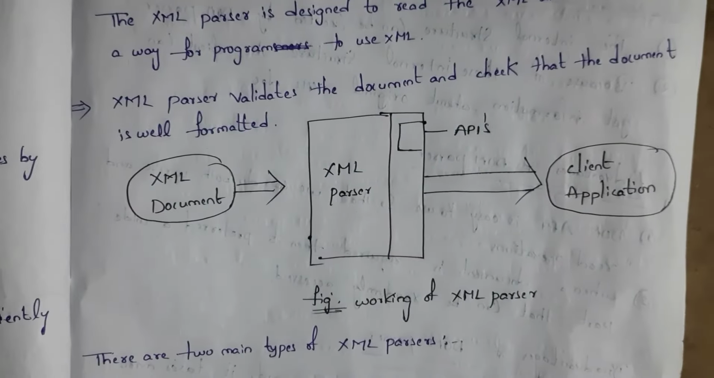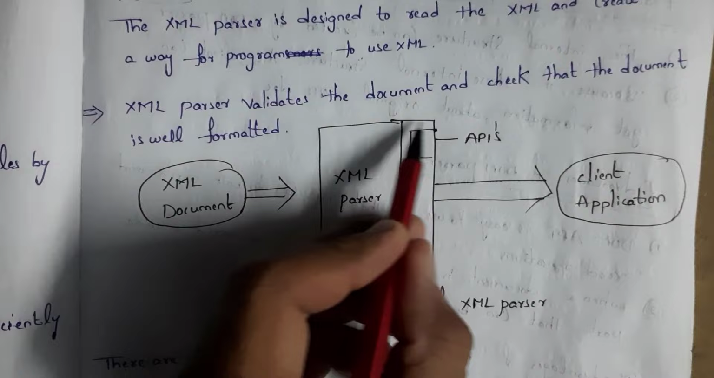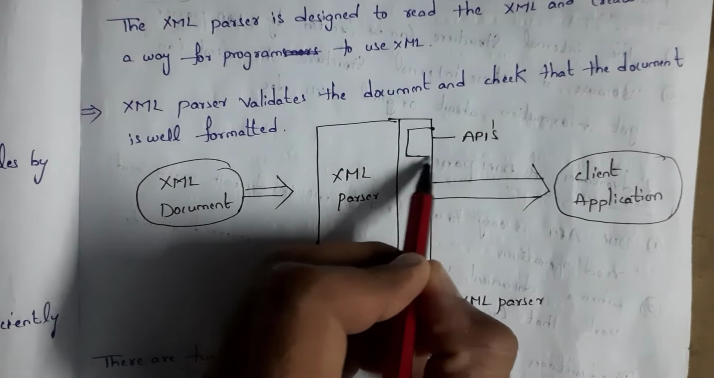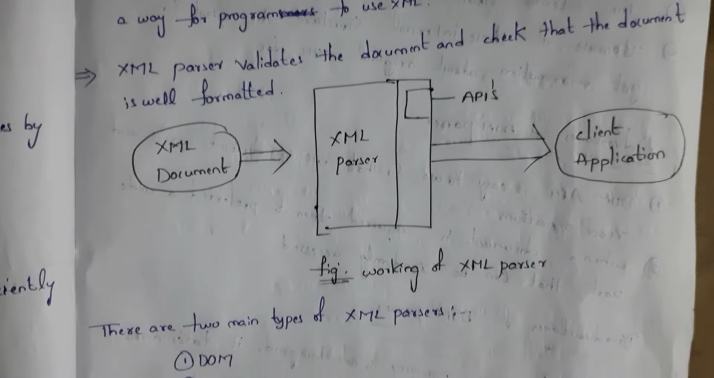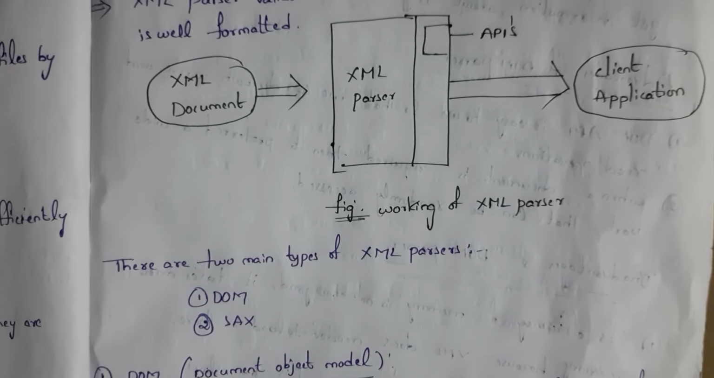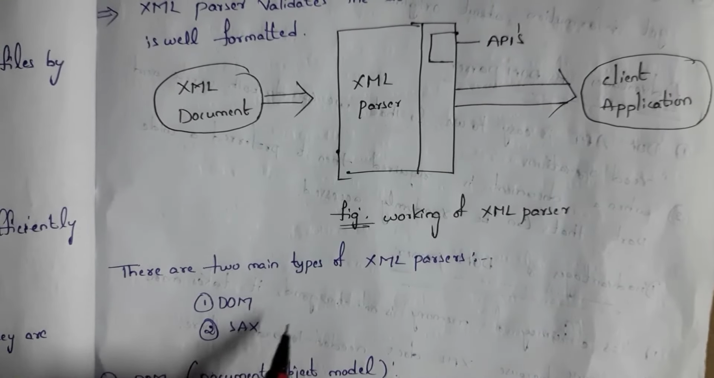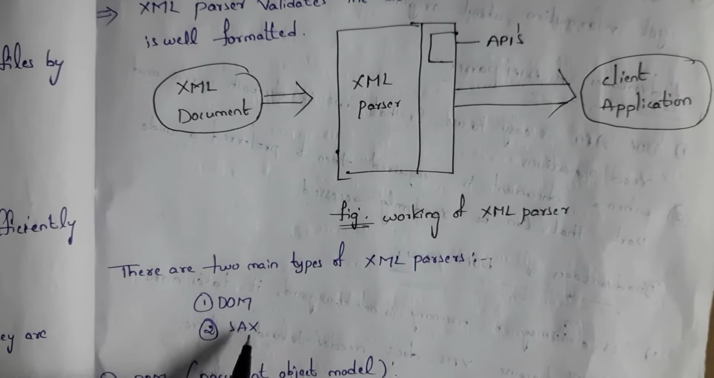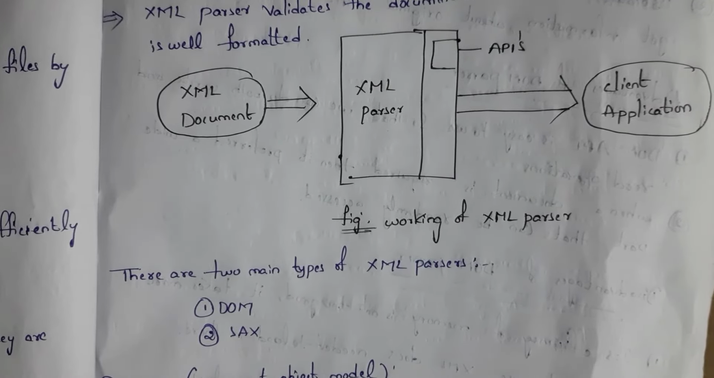This is the structure of an XML parser. If the client wants to work with an XML document, he needs an XML parser. This XML parser contains an API, that is application programming interface. XML parsers are classified into two types, as I said before. The first one is DOM, that is document object model, and the second one is SAX. SAX stands for simple API for XML.